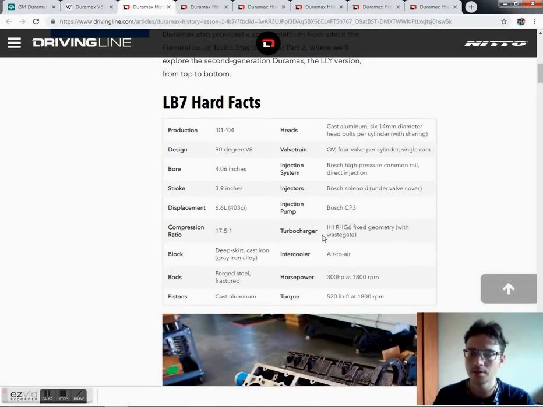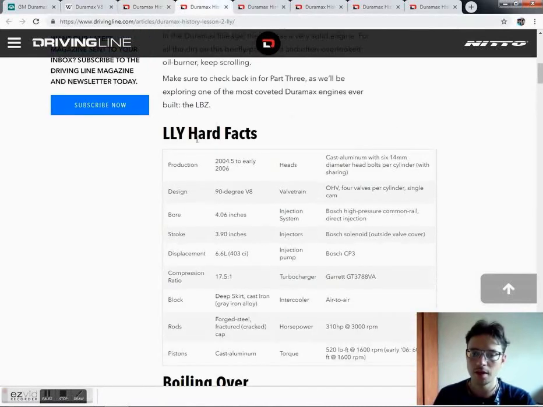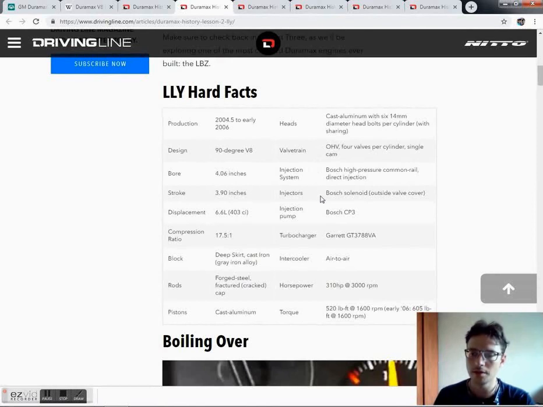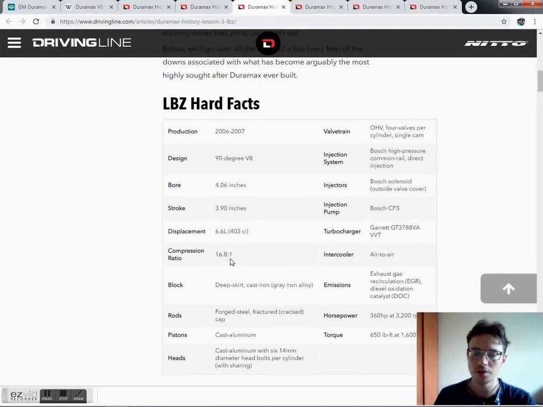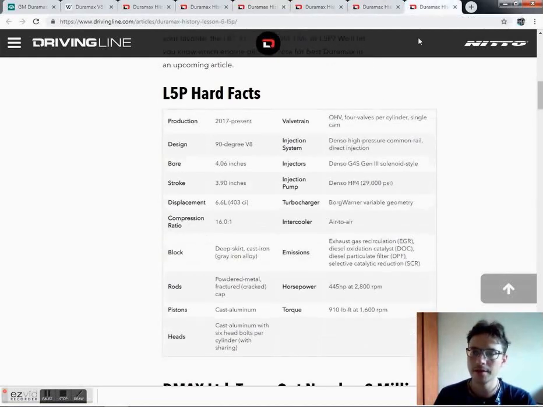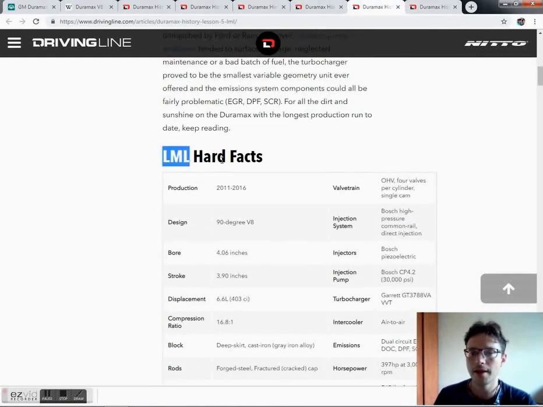Initially it had the fixed geometry turbine by Ishikawajima, but the next generation LLY already had the variable geometry turbocharger by Garrett, and then the compression ratio was dropped to 16.1 to 1, and the latest modifications L5P have compression ratio 16.0 to 1, and they switched from Bosch to Denso fuel injection system supplier.